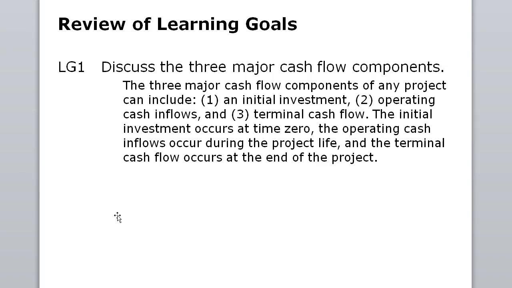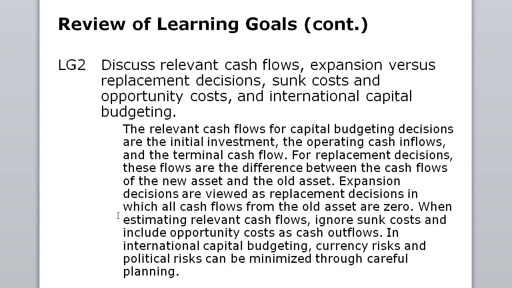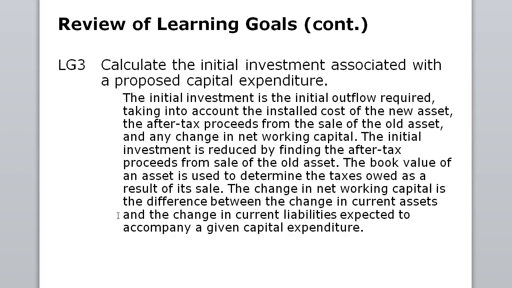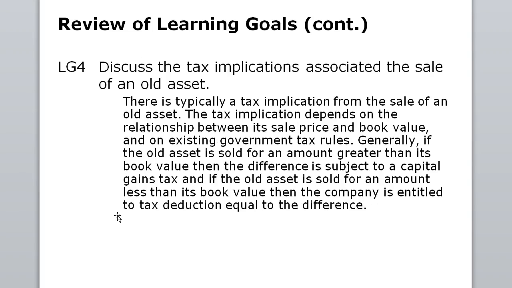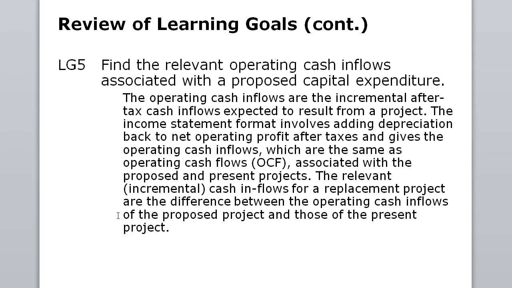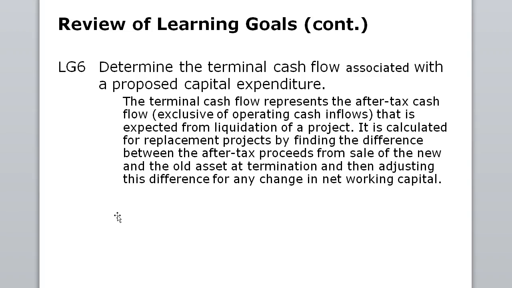Okay, so the review of the learning goals today, we discussed the major cash flow components: incremental, operating, and terminal. And we discussed the relevant cash flows, expansion versus replacement assets, sunk costs, opportunity costs in international capital budgeting. And we talked about calculating the initial investment associated with the proposed capital expenditure. And we talked about the tax implications associated with selling an asset above, at, or below book value. And we found the relevant operating cash inflows associated with proposed capital expenditure. And lastly, we determined the terminal cash flow associated with a proposed capital expenditure.